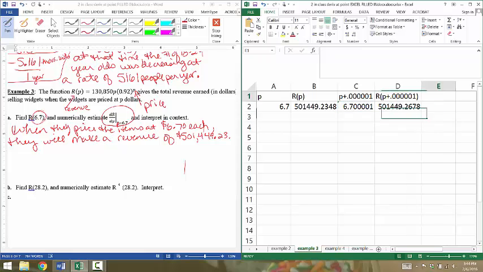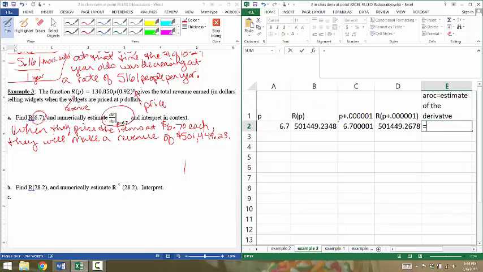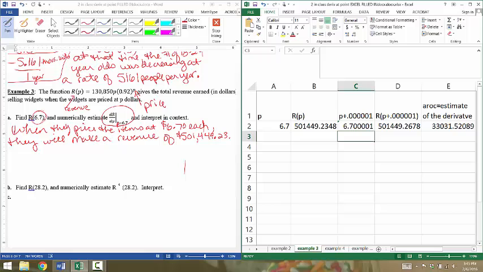And we know that the average rate of change between these 2 points will be a good estimate of the derivative. So this estimate of the derivative equals, in parentheses, change in y divided by change in x. Always in parentheses. Change in y over change in x, y2 minus y1 over x2 minus x1. And it says that the estimate of the derivative is 33,031.52. Again, that's a slope.